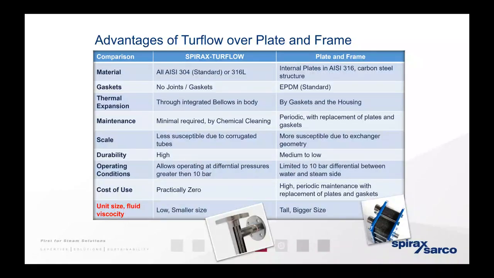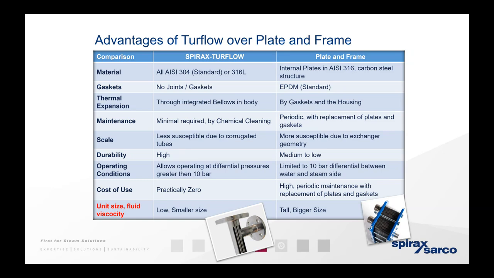So as you can see here, the materials are stainless steel compared to the normal carbon steel structure of a plate and frame. Gaskets, there are no gaskets. There are gaskets inside each plate, or over each plate, on a plate and frame. The thermal expansion is handled through the bellows that's on the body. The gaskets are one on the plate and heating on the plate and frame. Maintenance is minimal because you can CIP.